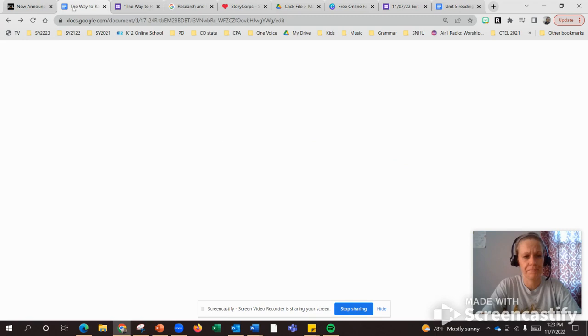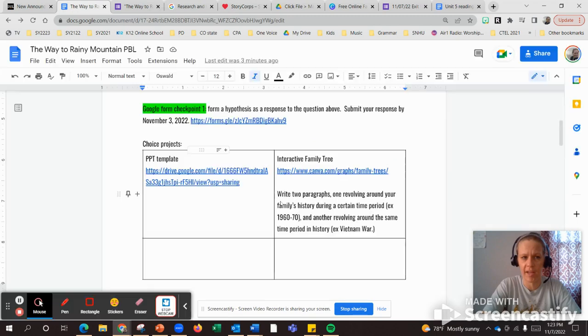So that is your PowerPoint option. 70 to 80% of students choose that option. Your second choice would be an interactive family tree. If you choose the family tree, you also have to write 2 paragraphs revolving around your family's history and another event around the same time period in history.